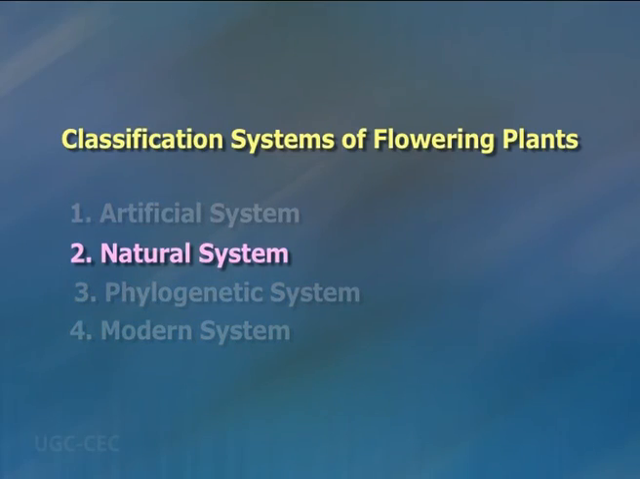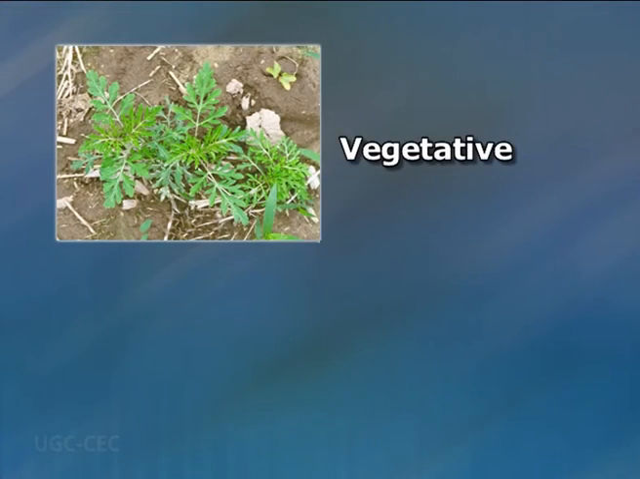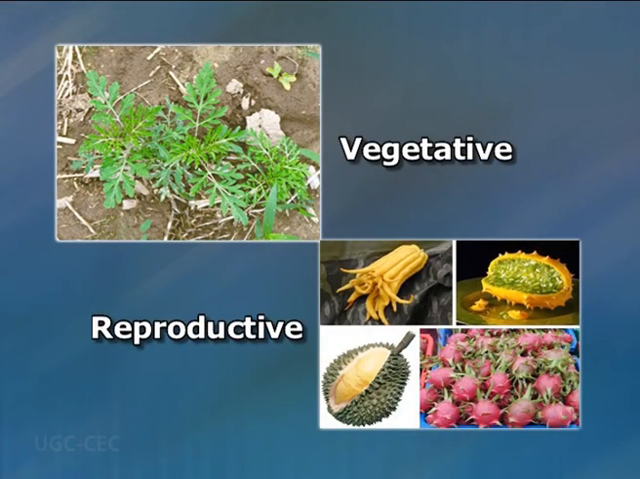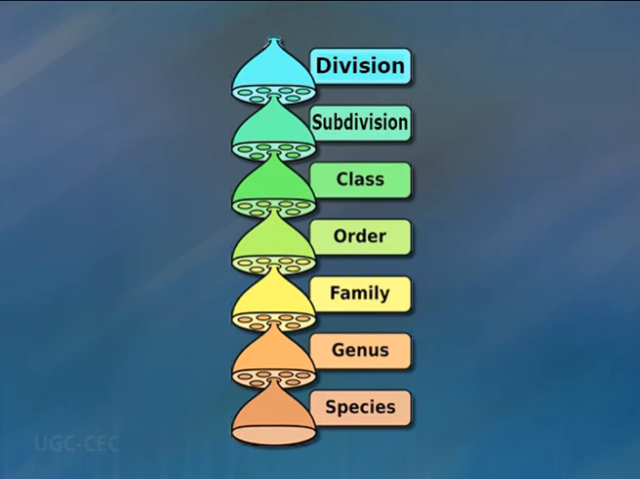Next we will see natural systems. The natural system of classification is one in which all natural characters of plants, both vegetative and reproductive, are taken into consideration. According to similarities and differences, the plants are placed in bigger groups like division, which are subsequently divided and subdivided into smaller groups like subdivisions, classes, families, genera, and ultimately species.